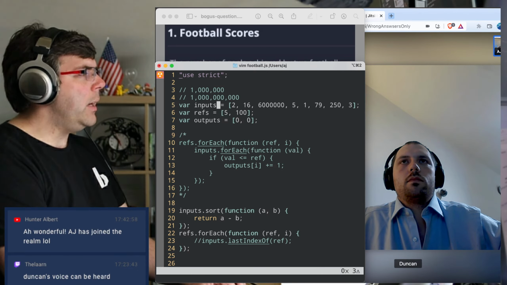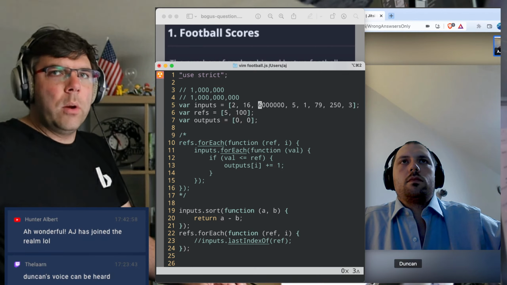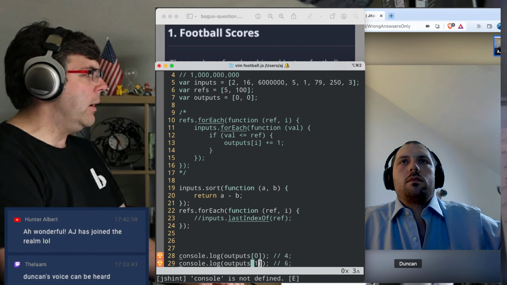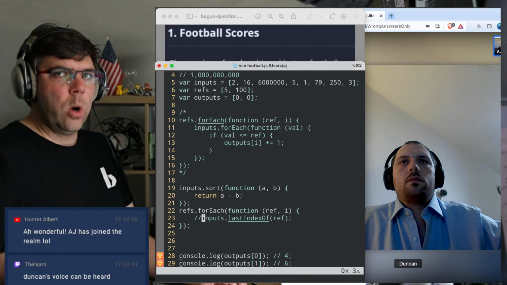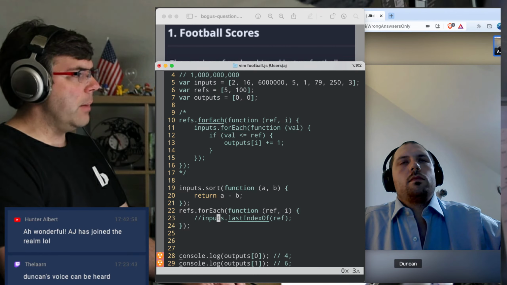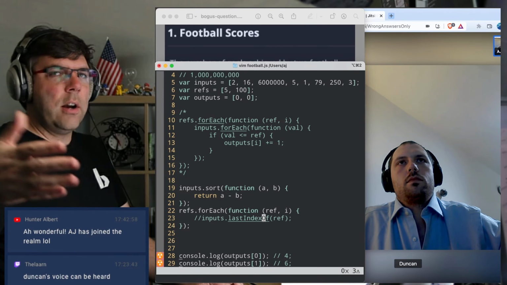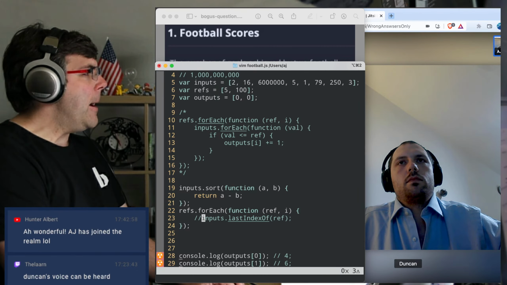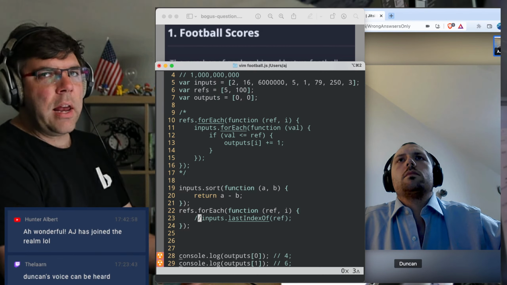Because if you don't sort the inputs list, then you are forced to count one by one by one. If you sort the inputs list, and you were in a language that had functions that could work on sorted lists, which JavaScript does not have, then you could use something like last index of, and it would be able to find the number in the list very quickly. Since we don't have that, we're going to have to do it ourselves.